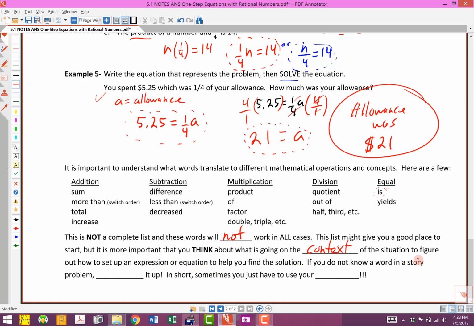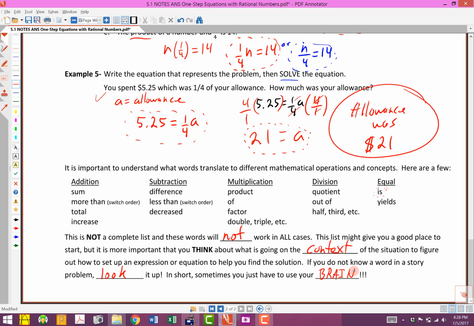And if you don't know a word in a story problem, then look it up. We've got lots of things now. We've got dictionaries, we've got Google, you've got your smartphone probably. So in short, sometimes you just have to use your brain. And that's a really good thing to do. Hopefully we're exercising our brains all the time. But if you can't figure something out based on what we've talked about, see if you can figure it out from context. Look up the words. See if you can make sense of those things.